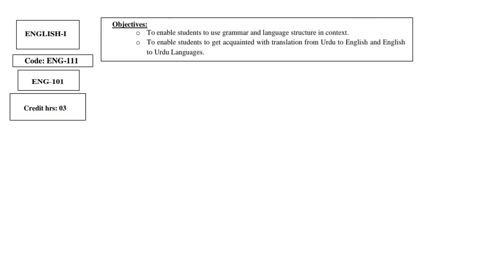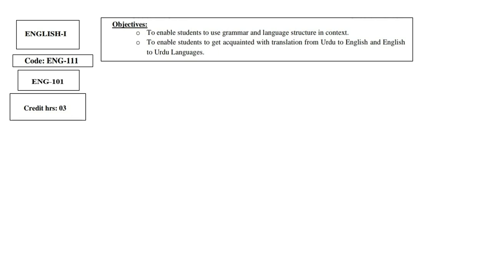Now there are certain objectives under which the course components are designed. There are 2 objectives of this course. Number 1, it will enable students to use grammar and language structure in context. Grammar and language structure are almost the same thing. It means that it is mostly a grammar based course. The components are grammar, meaning rules and structure, and they are going to be used in context, meaning in different situations.